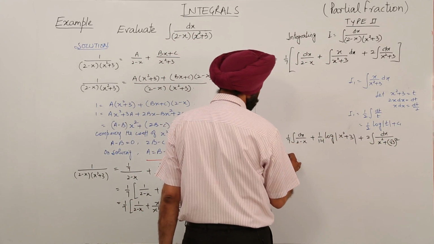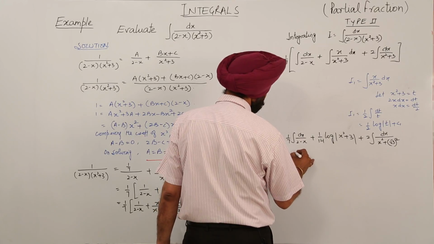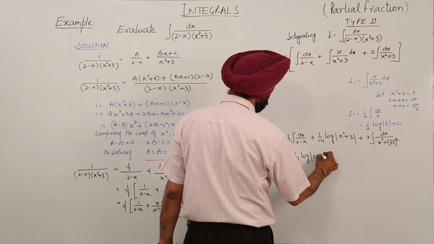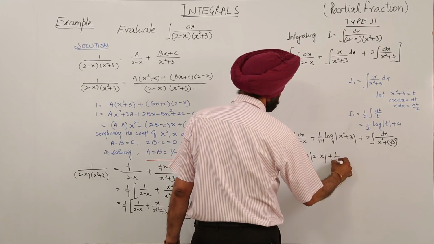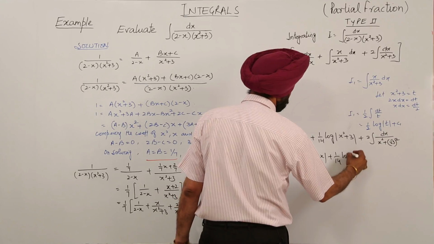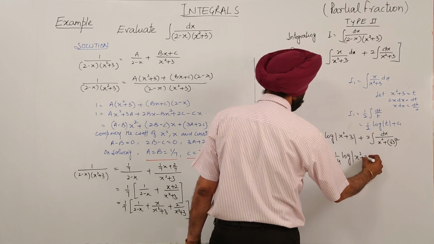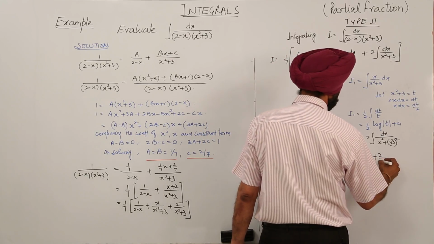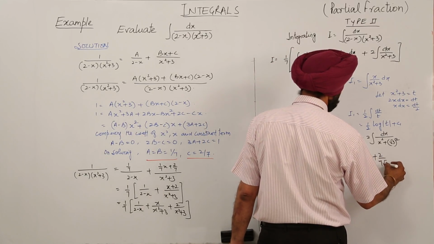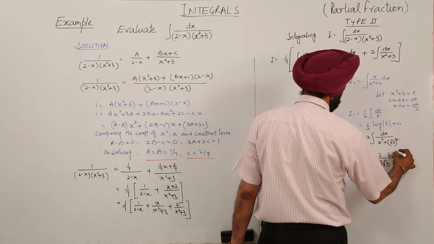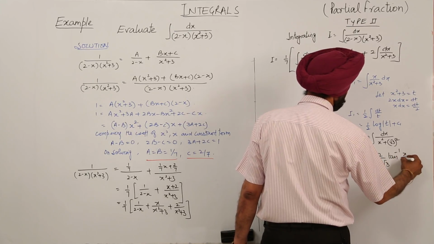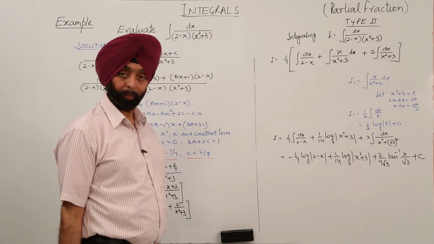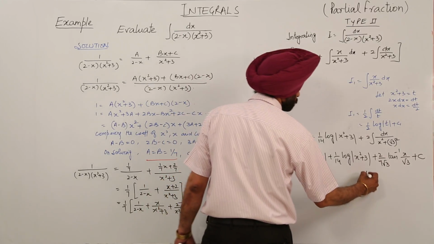Okay, now what this becomes, minus 1 upon 7 log mod of 2 minus x plus 1 upon 14 log of x square plus 3 plus 2 upon 7 root 3 tan inverse x upon root 3 plus c. Okay, so this is the answer.